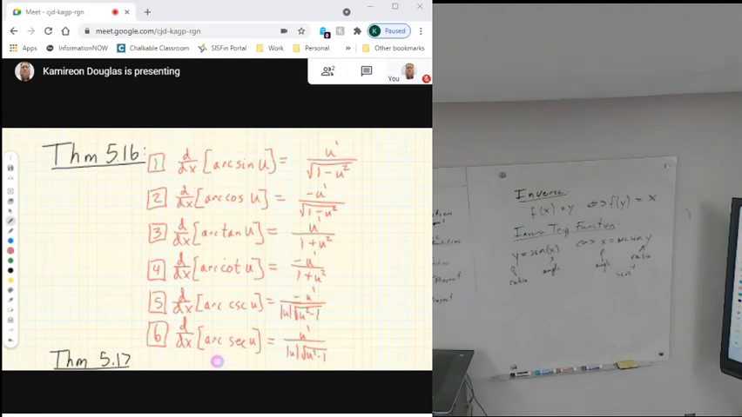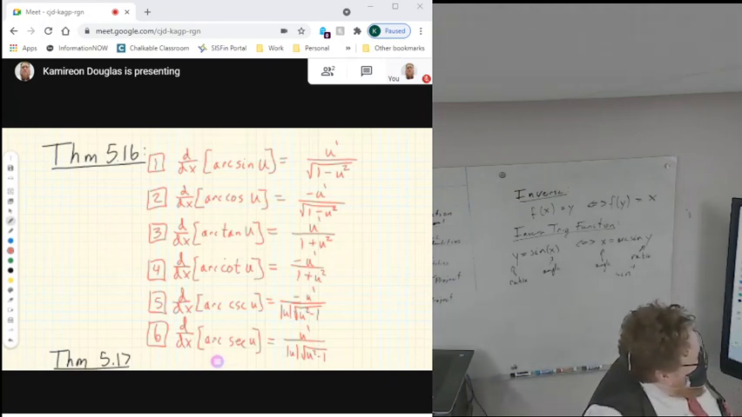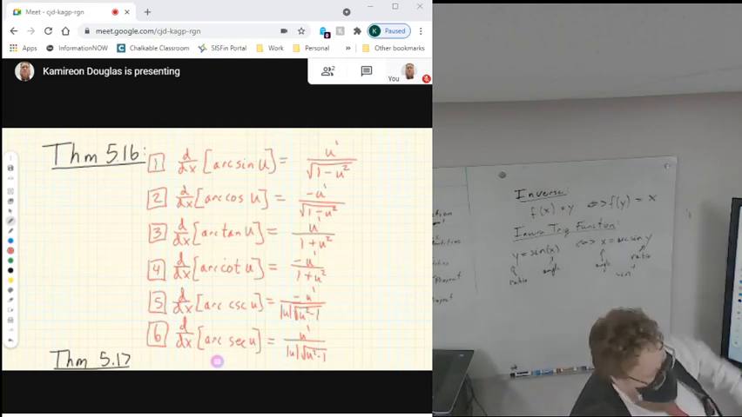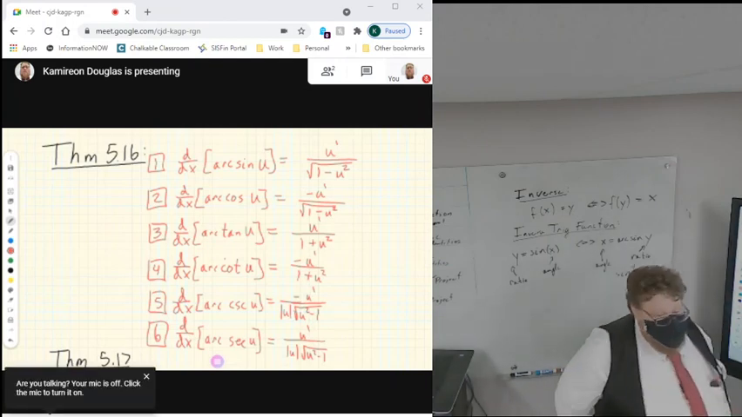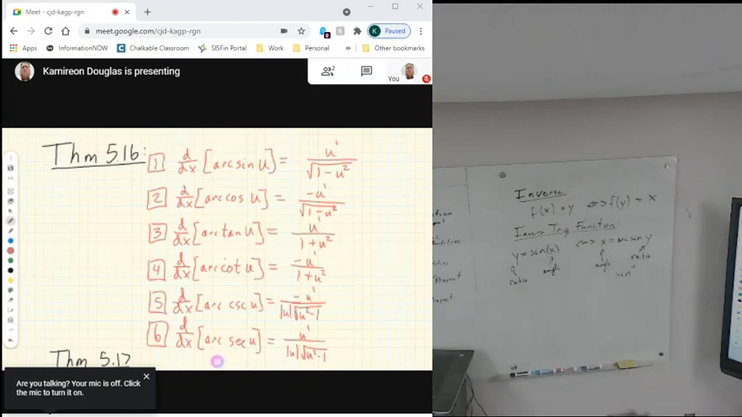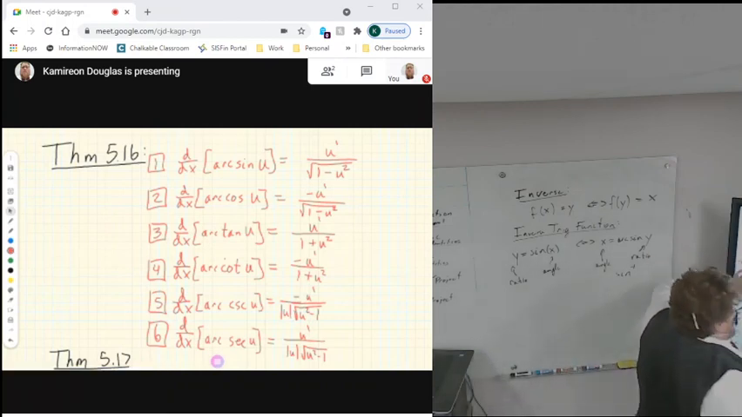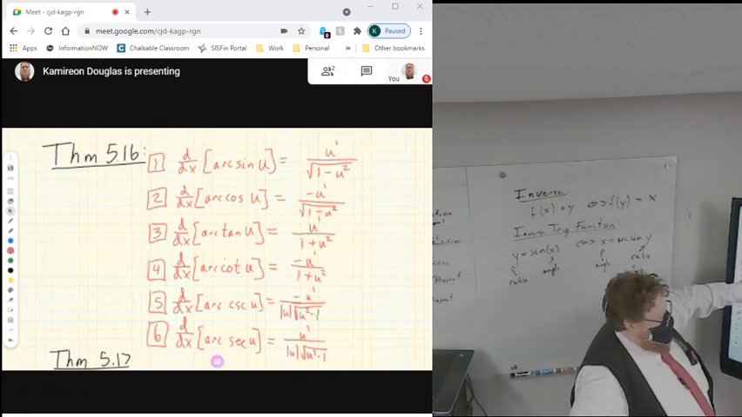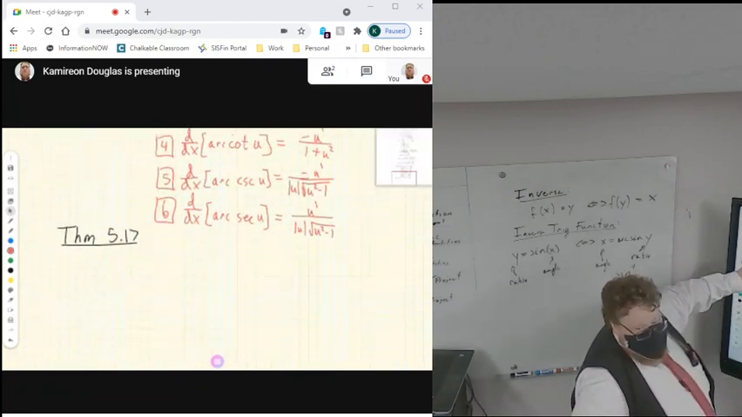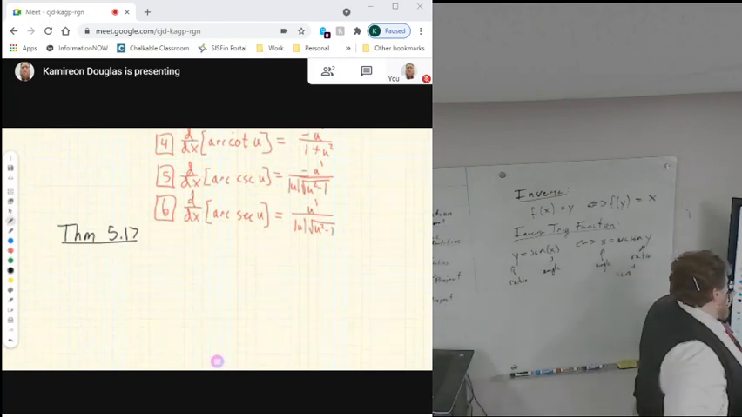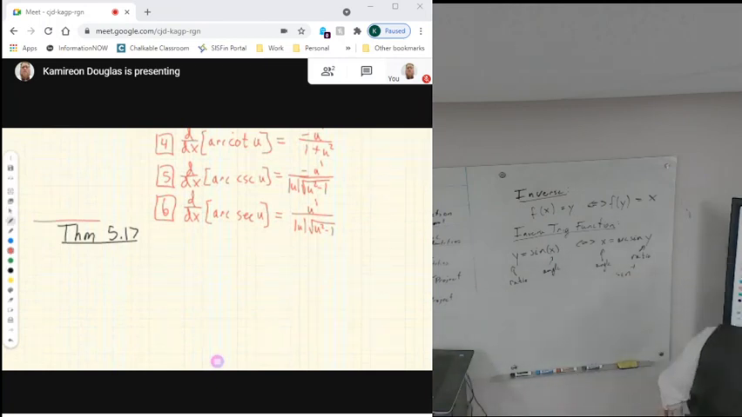Now, theorem 5.17 is much shorter. This is because when it comes to integration, the list of possible integrals is actually very small. By comparison, there are 6 different derivatives you can have, but there's only 3 integrals. Here we go. Theorem 5.17.